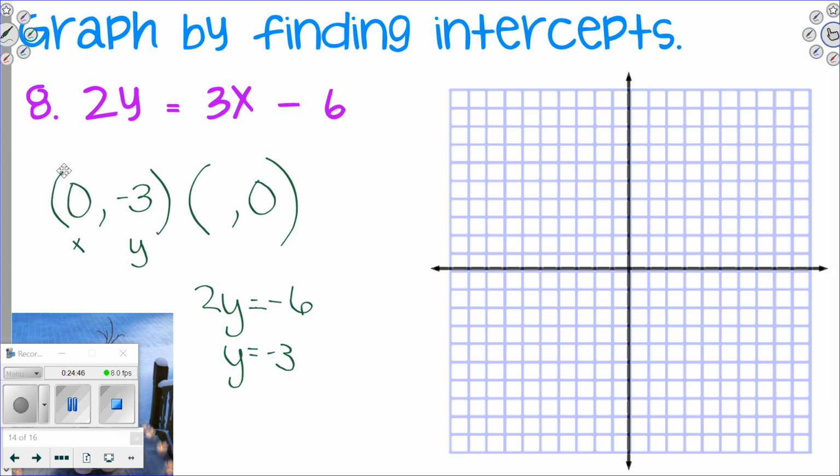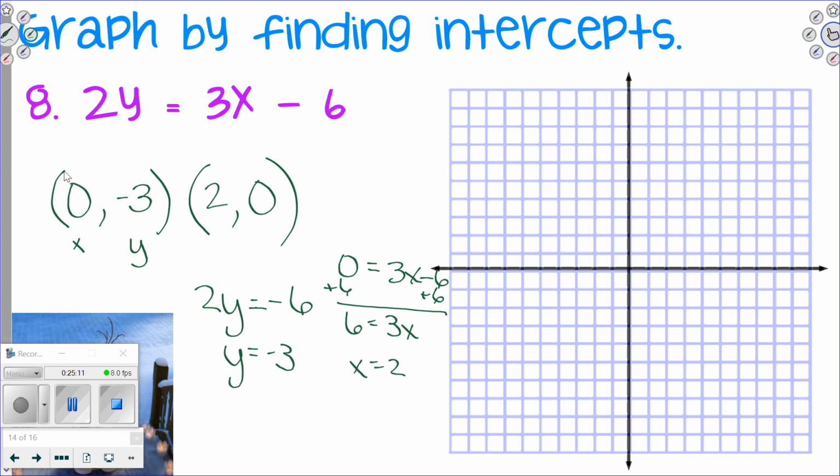It's just because of the numbers that are used. 2 times 3 is 6. If I plug in 0 for y, be careful, that's going to give you 0 equals 3x minus 6. So I'd have to add 6. Good, so we know x then is 2.